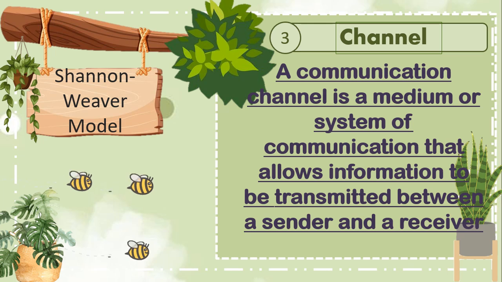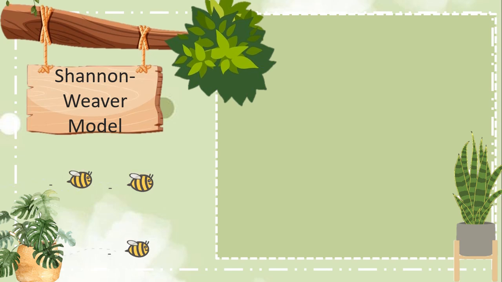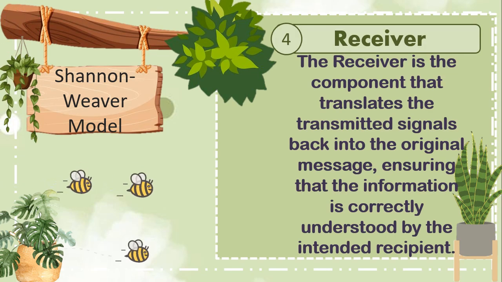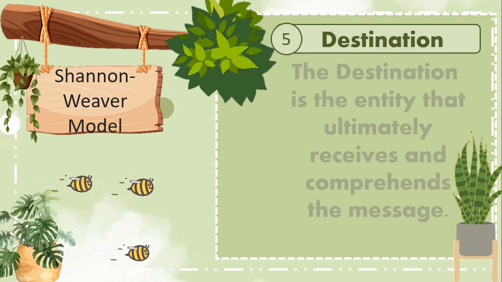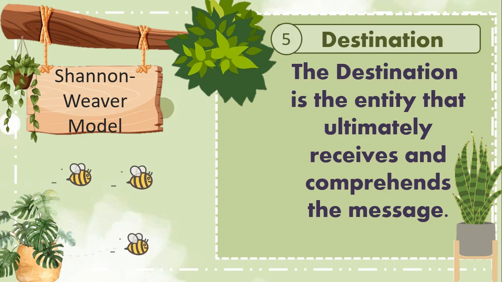Number three, channel. A communication channel is a medium or system of communication that allows information to be transmitted between a sender and a receiver. Number four, receiver. The receiver is a component that translates the transmitted signals back into the original message, ensuring that the information is correctly understood by the intended recipient. Number five, destination. The destination is the entity that ultimately receives and comprehends the message.